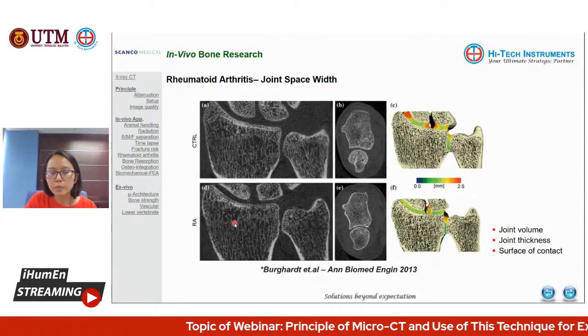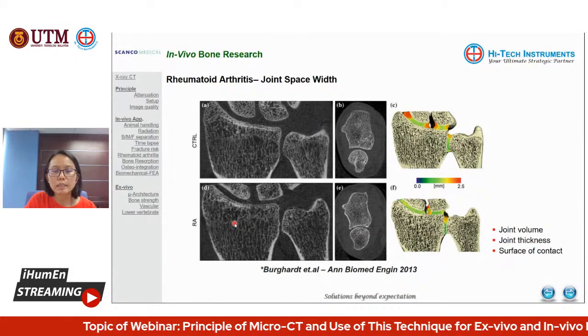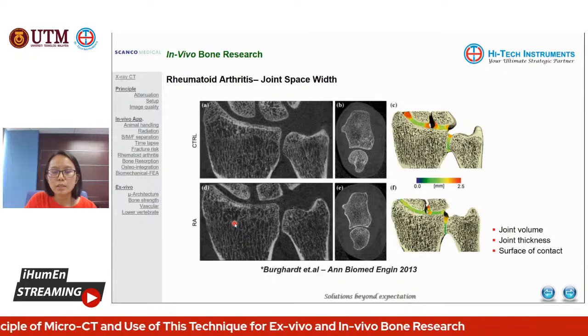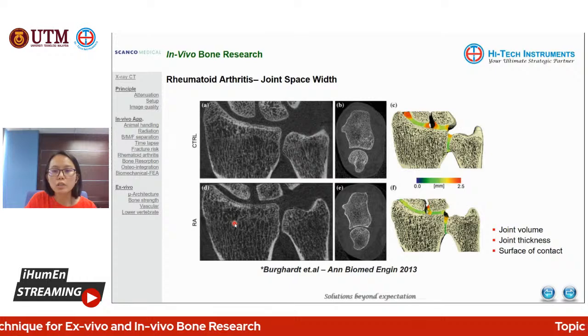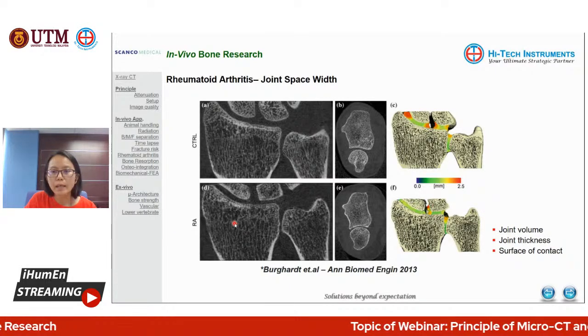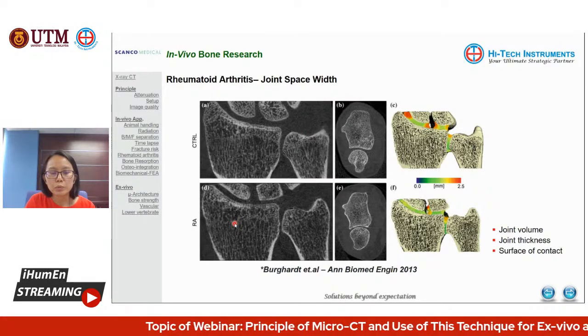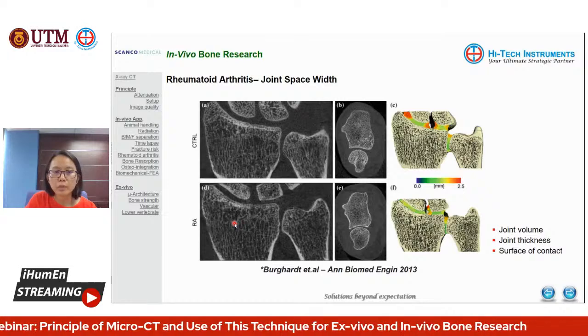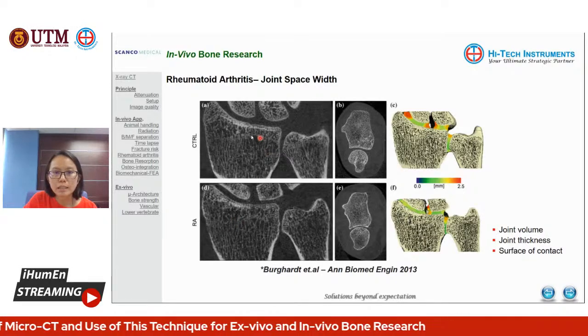And in in vivo bone research, you can use it to do this arthritis study, rheumatoid arthritis, which is a disease caused by autoimmunity, self-autoimmune, and it will cause swelling and pain around the joints due to the corrosion of the bone and or damage of the bone. So from here, you can see this is the control. This is the RA patient.